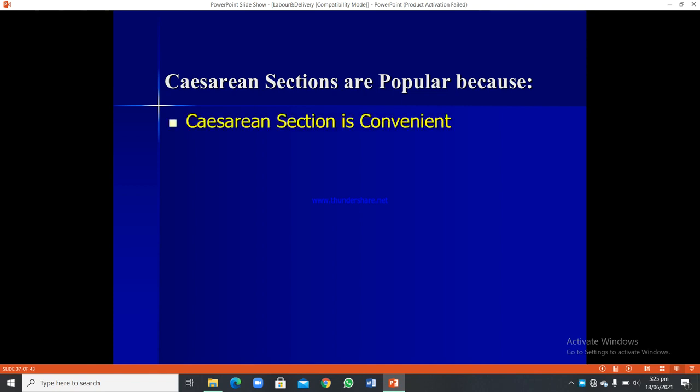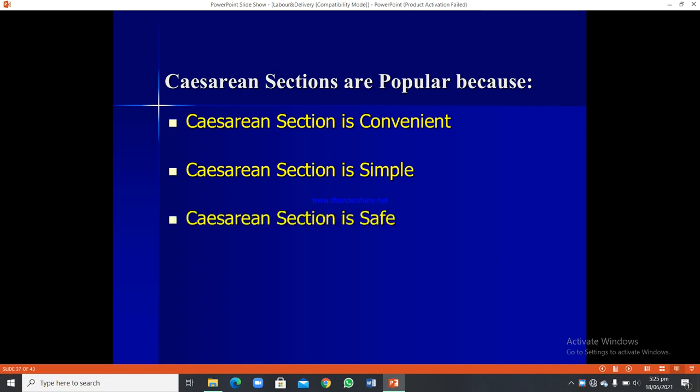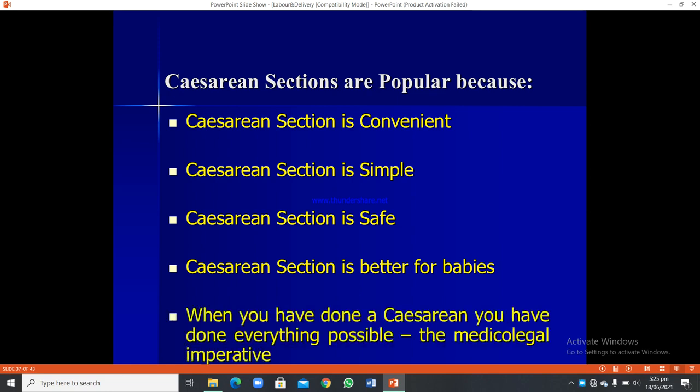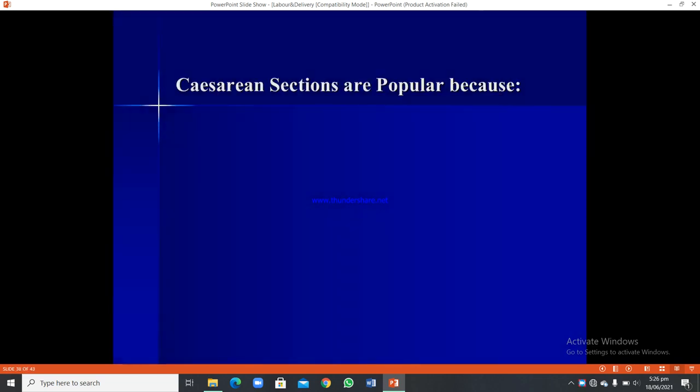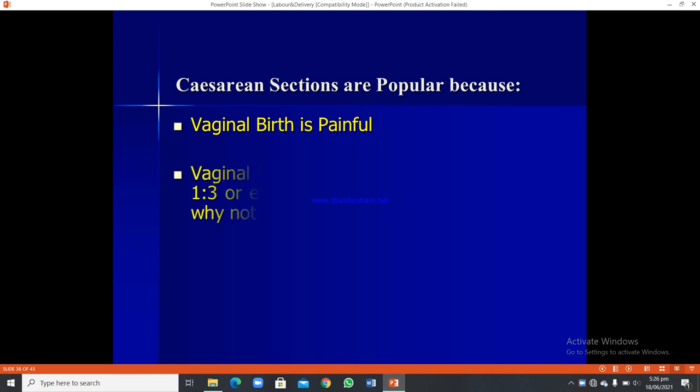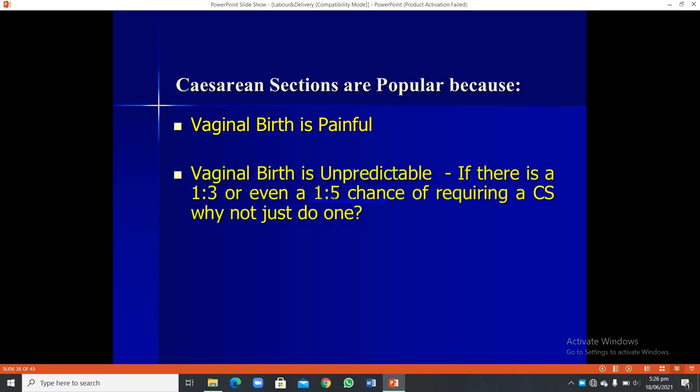Caesarean sections are popular because caesarean section is convenient. Caesarean section is simple. Caesarean section is safe. Caesarean section is better for babies. When you have done a caesarean, you have done everything possible, the medico-legal imperative. Caesarean sections are popular because vaginal birth is painful on the part of the patient. Vaginal birth is unpredictable. If there is a 1 in 3 or even a 1 in 5 chance of requiring a caesarean section, why not just do one?